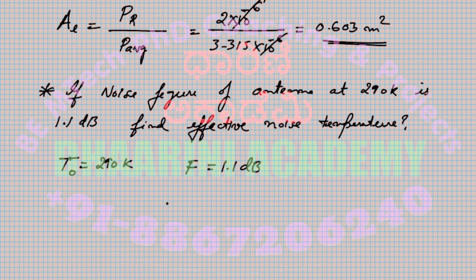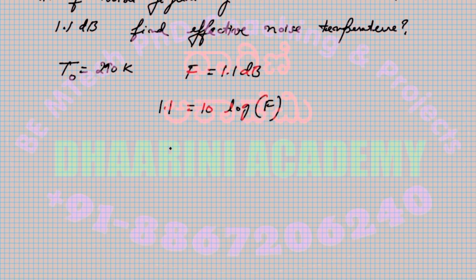So normally this is the equation. 1.1 is equal to 10 times log of F. This is F in dB. This is the normal F. So I have to calculate what is called an anti-log. That's all, right? So F is equal to the anti-log to the base 10, which is 10 to the power of 1.1 divided by 10. That is 1.28 approximately. Once you know this, you can calculate the effective noise temperature.